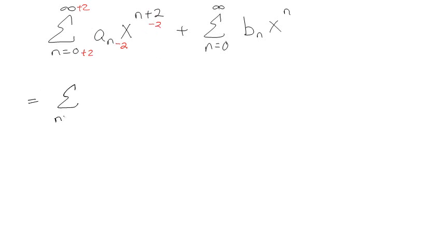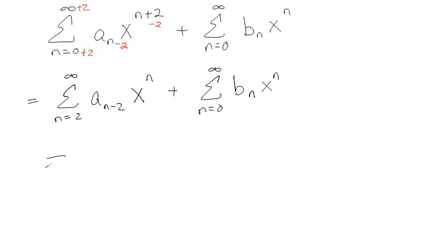So I have the sum from n equals 2 to infinity of a sub n minus 2, x to the n, like that, and then this guy is fine for the moment. You say, okay, great, well now I'll just add them together, but I can't, because this one has 2 to infinity terms, and this one has 0 to infinity terms. You're like, but they're still infinity terms. Yeah, but this is 2 less infinity terms.